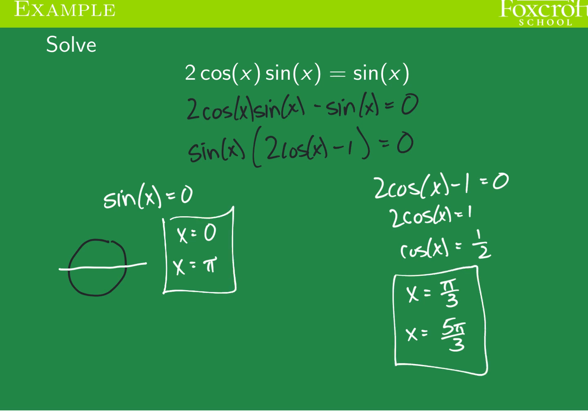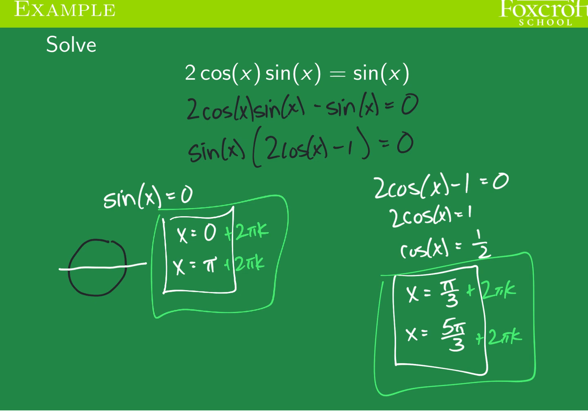If we care about the shorthand for writing every single angle, we would just put plus 2 pi k. I just add this one extra thing to the end of our answer to get every single solution with the repetition that's going to happen.